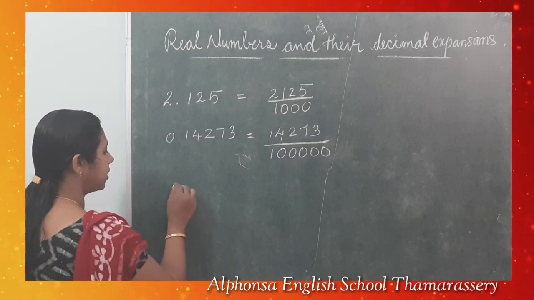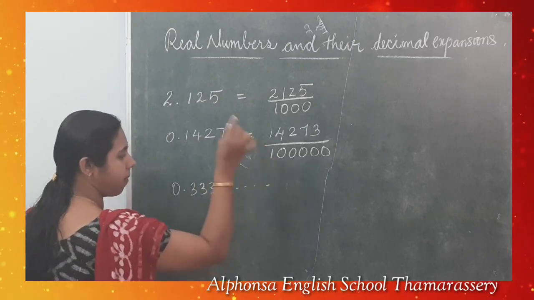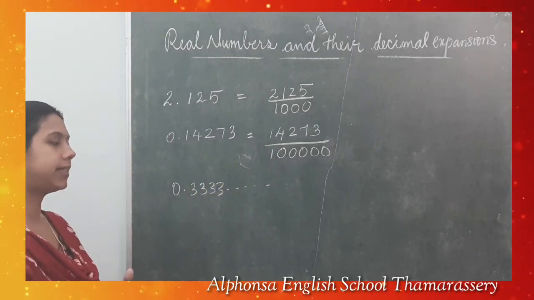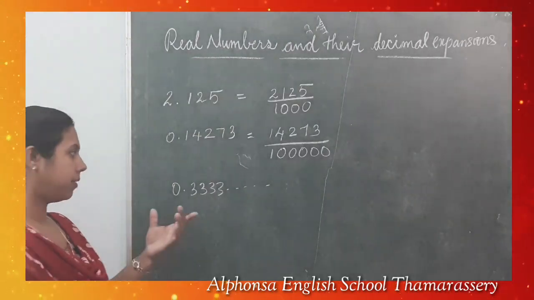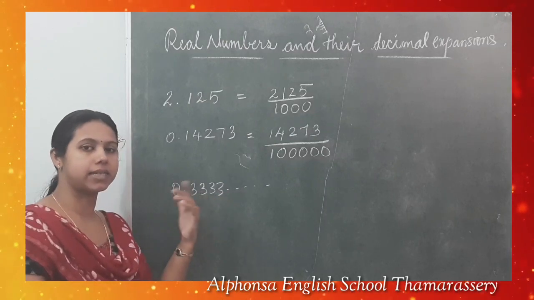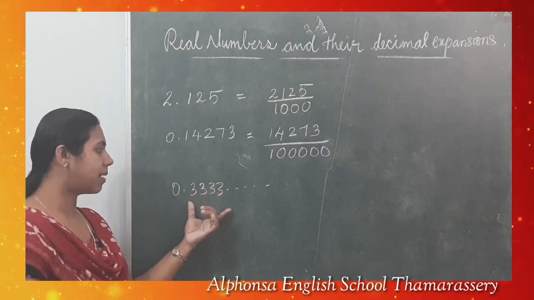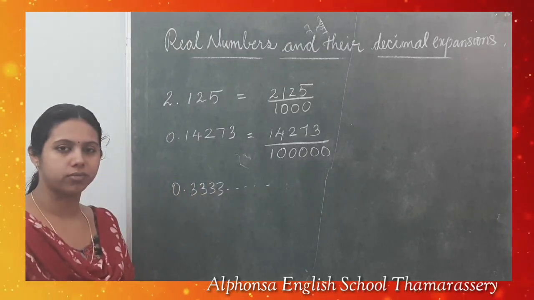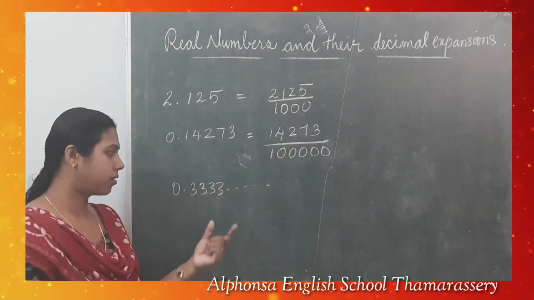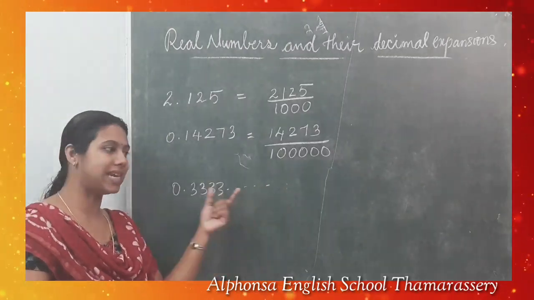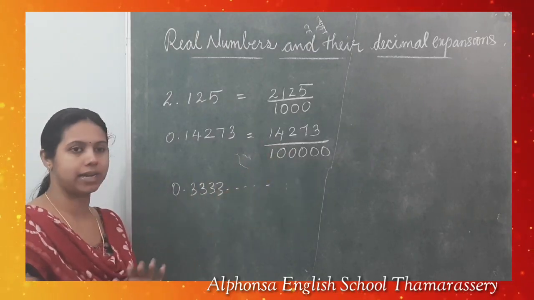Then show that 0.333, etc. is a rational number. That means you want to write this number in the form of P by Q. Can you write this number in the form of P by Q? You cannot write it directly like this because here the number 3 is repeating. It's a non-terminating recurring decimal expansion. So directly we cannot write it like this.